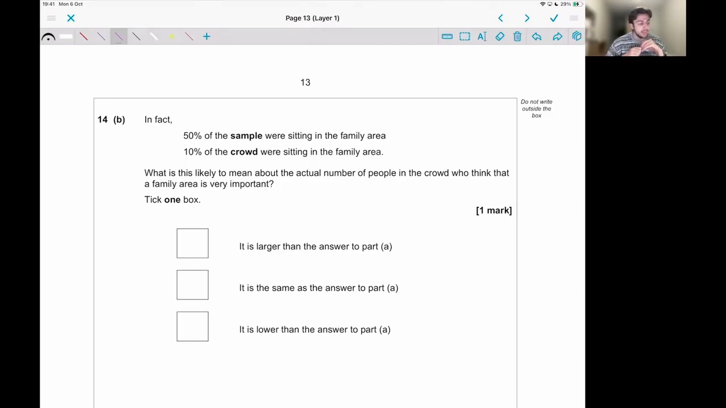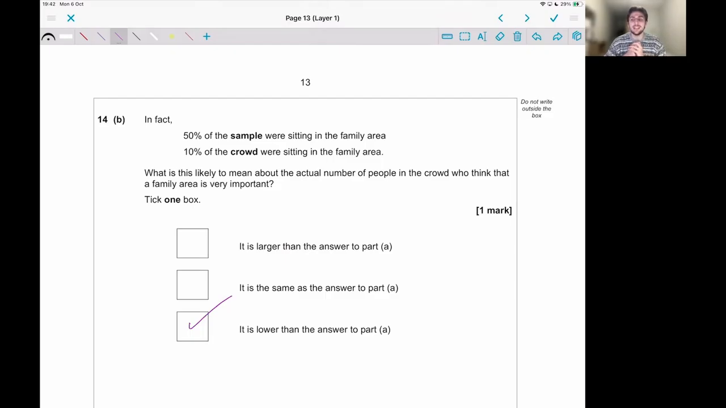Well, it means that we asked people who are biased. We asked people in the family area. So a higher proportion of people in the family area will say, yeah, the family area is important because that's why they're there. So if we did a better spread, if we asked everyone, because they're not actually representative of the whole group. So if we asked everyone, we would in fact find probably that the proportion is lower.